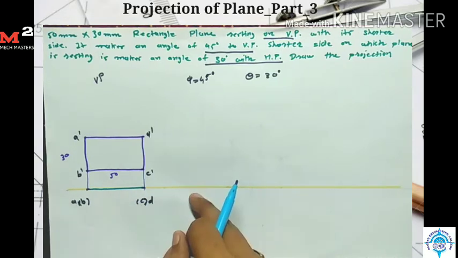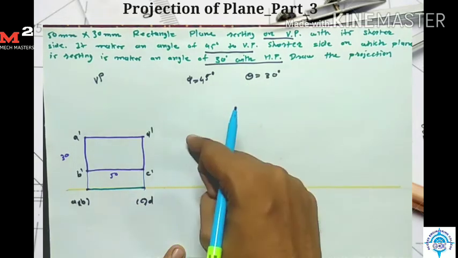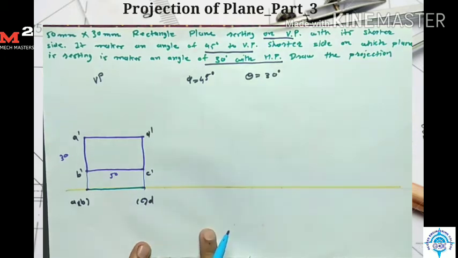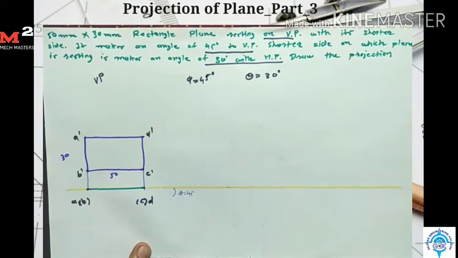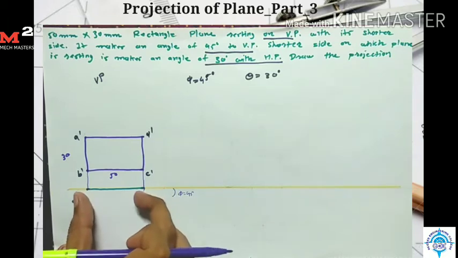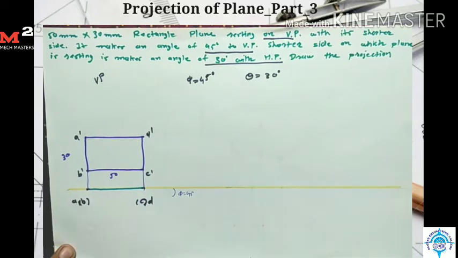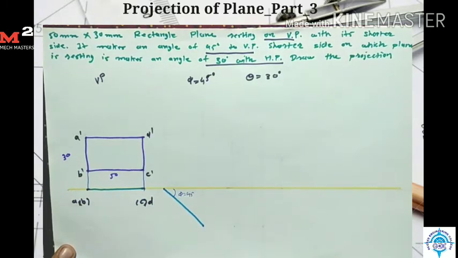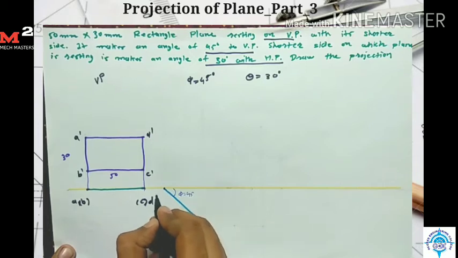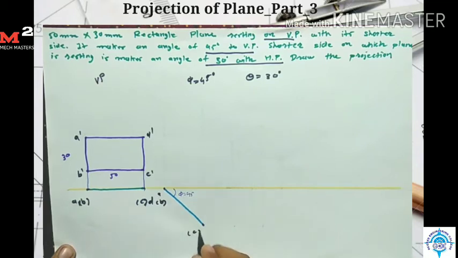Now for the second stage, this plane makes an angle of 45 degrees with the vertical plane, so we represent this angle on the horizontal plane. For that I measure the angle of 45 degrees here. Phi is equal to 45, and I draw this 50 mm line at an angle of 45 degrees. I give the names A, B and C, D. In this way I complete the top view.